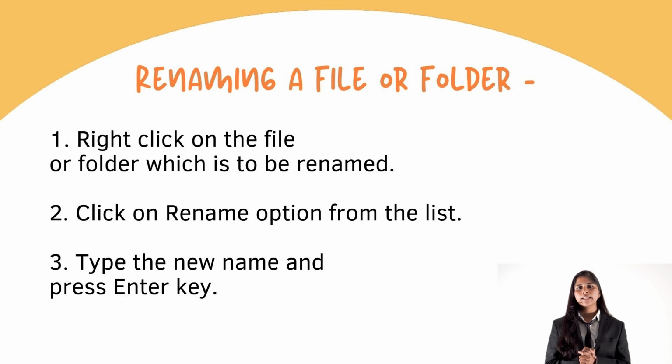Coming to the next part, that is renaming a file or folder. How to rename a file or folder. So first of all, you have to just right click on the file or folder which is to be renamed. Whatever file you want to rename, you have to just right click. Second, click on the Rename option from the list. And third, last step, that is you have to type the new name and press the enter key.